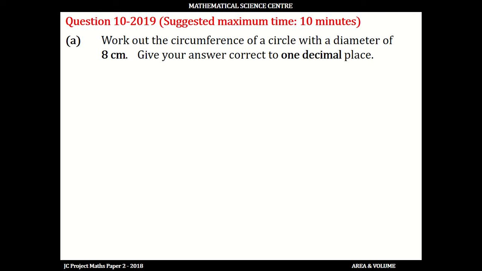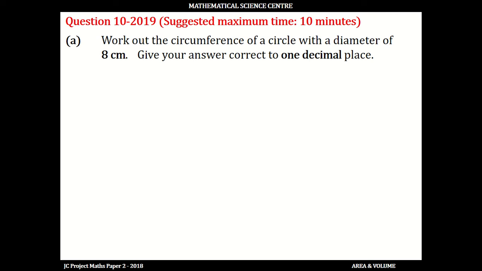2 pi r. 2 pi r. Okay. The length of a circle is the perimeter or the circumference. So the circumference is 2 pi r. Now, in this question, we weren't told what the radius was. What were we told? If you know the diameter, how do you get the radius?